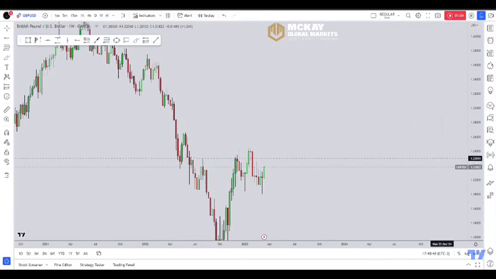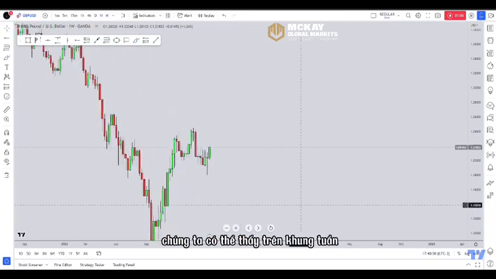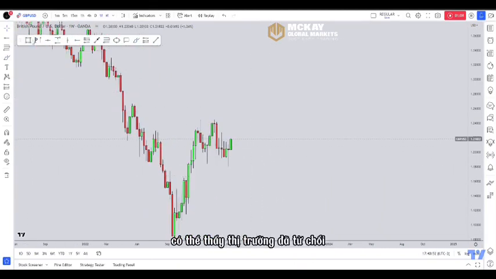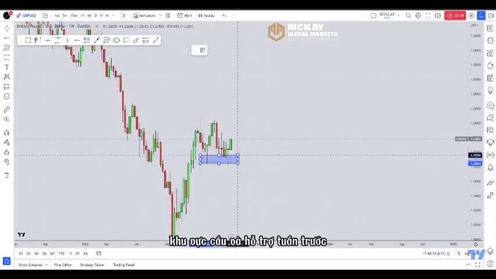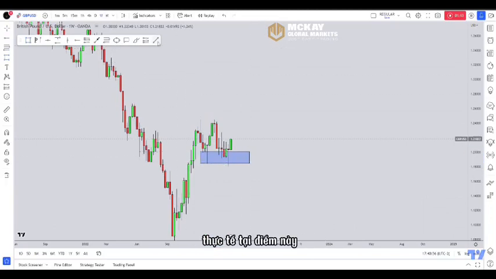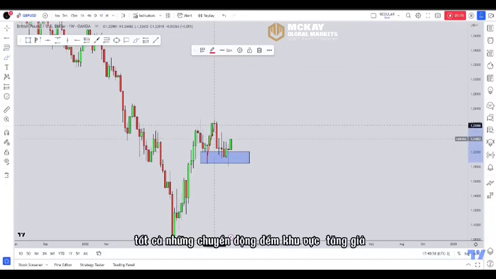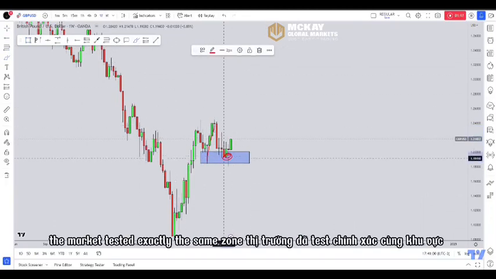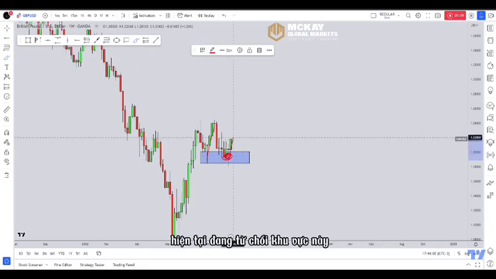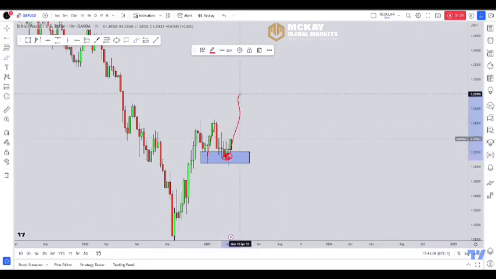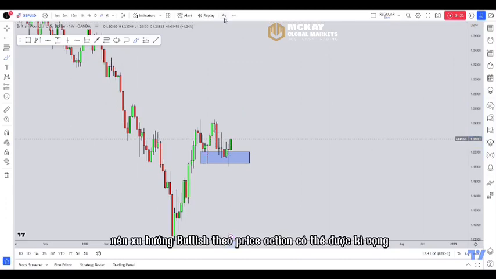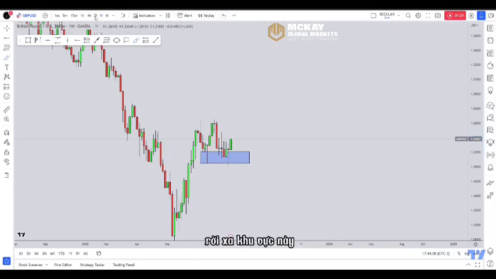Dropping down on the weekly, what do we have? Now, on the weekly time frame, what we can see is that the market has just rejected the previous weekly demand and support. In fact, from here, all this move to the upside was created. At the moment, the market tested exactly the same zone. Currently, it is rejecting it to the upside. So, more bullish price action could be expected away from this area.